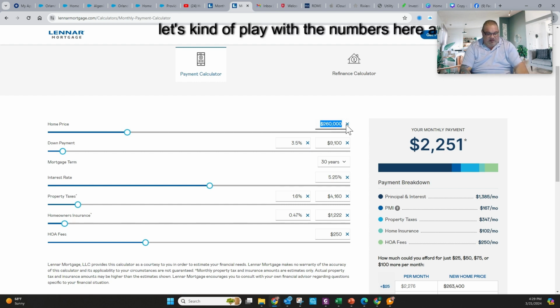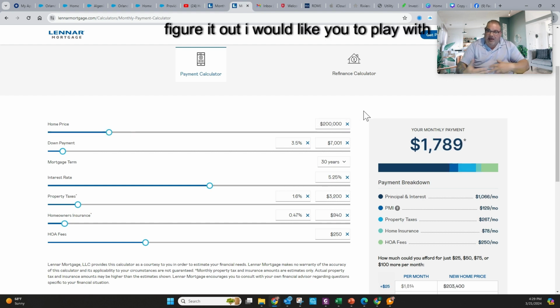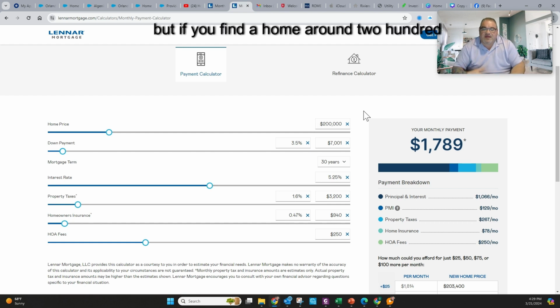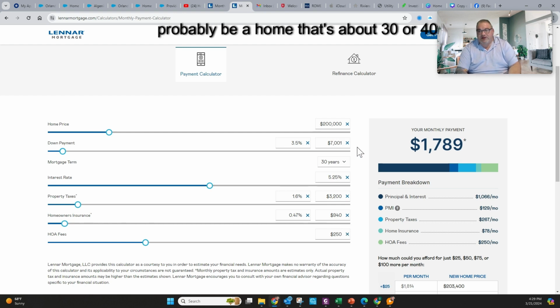Let's kind of play with the numbers here a little bit. This is for educational purposes, so this way you can figure it out. I would like you to play with this yourself a little bit. But if you find a home around $200,000, most likely it won't have an HOA or CDD. It's probably an older community. CDDs didn't really come into reality here until about 2008. So a home around that price would probably be about 30 or 40 years old, so they probably have no HOA or CDD.